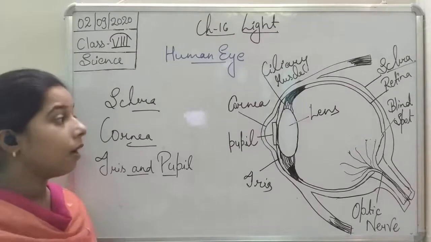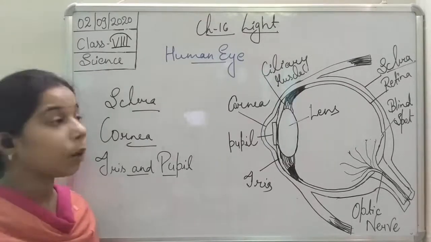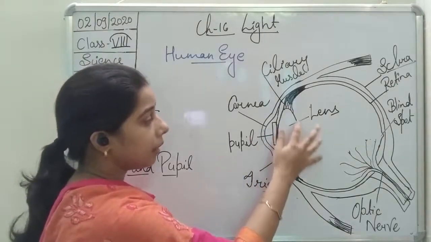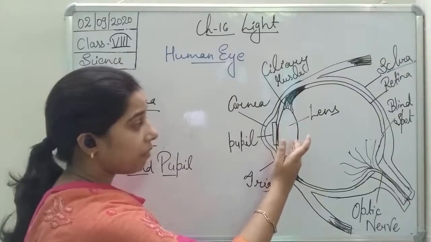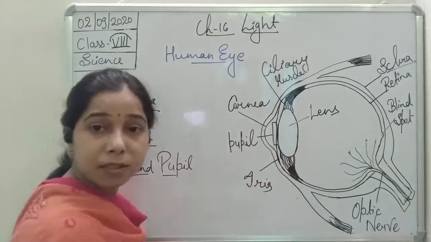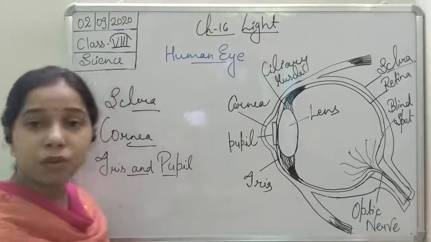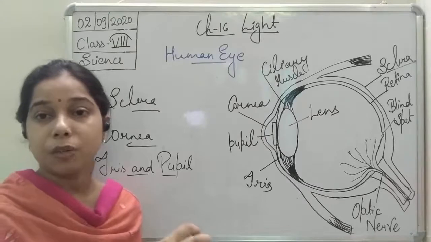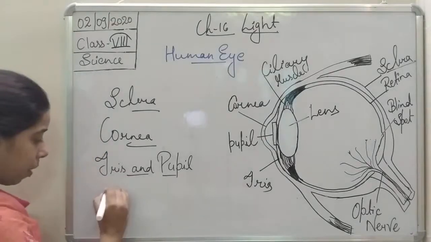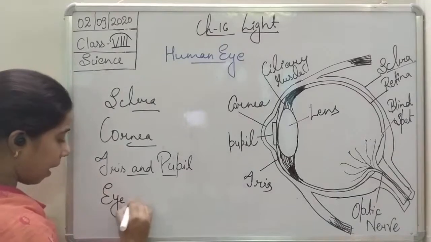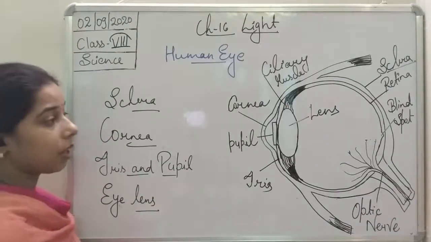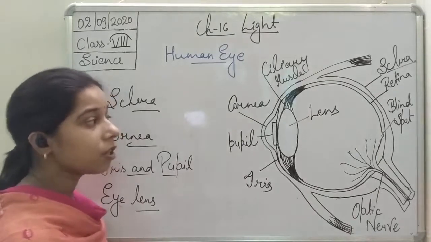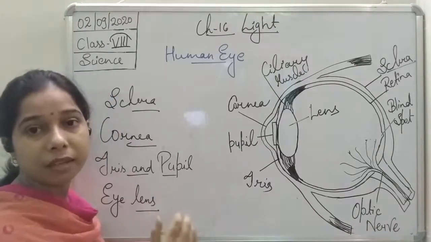Later on, we also discussed the lens. After the pupil and iris, just behind it there is a double convex transparent crystalline lens, and the basic function of this lens is to focus the light which is entering into the eye. So the next one is the eye lens, a double convex lens, and its basic function is to focus the light rays entering into the eye.